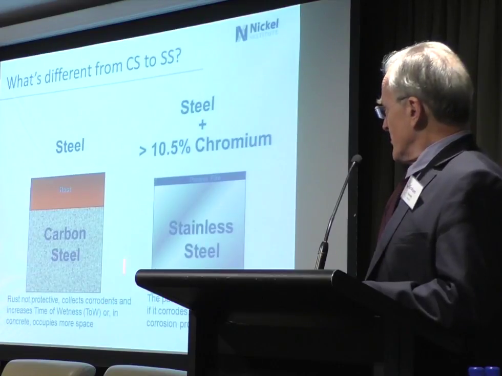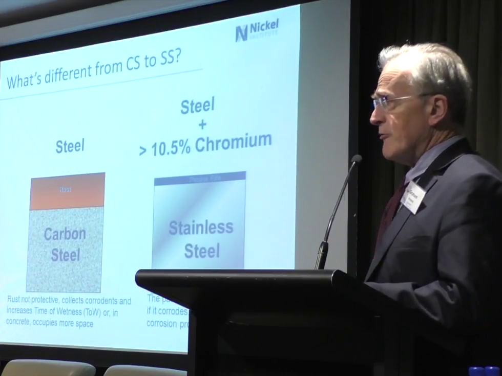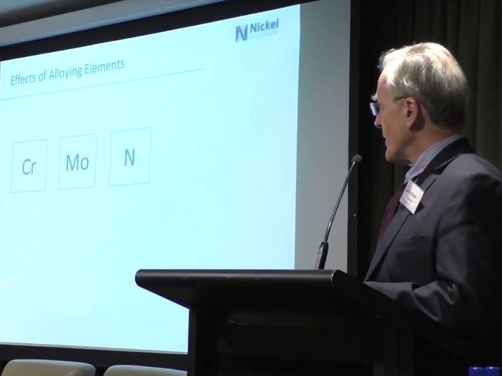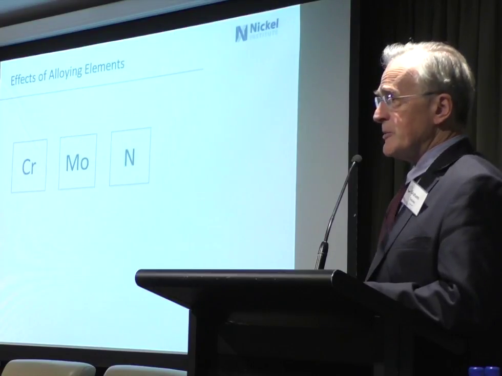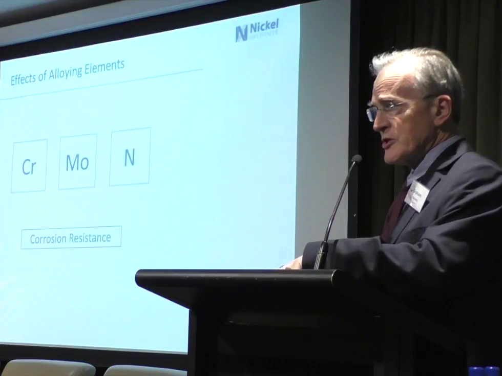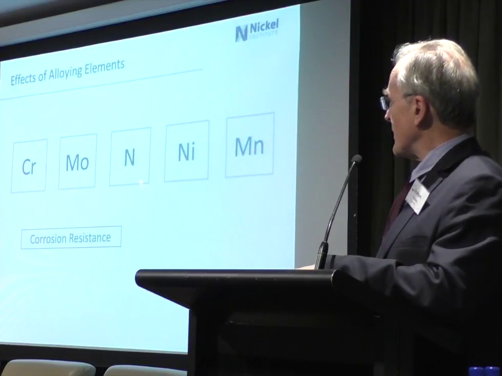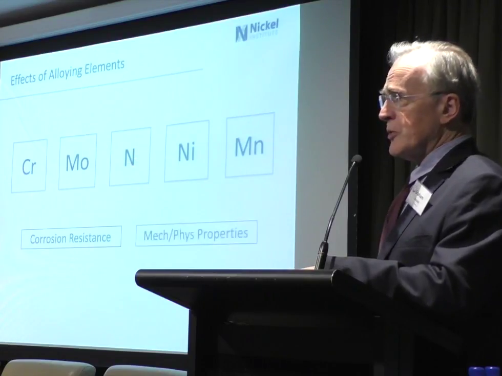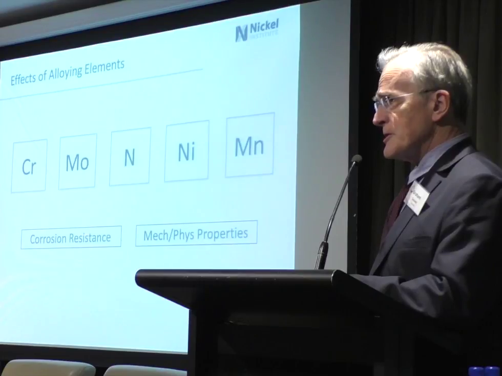That is the corrosion mechanism, sorry, the protection mechanism that you have for all stainless steels. So, there's chromium there, there may also be molybdenum there, and there's also going to be some nitrogen there. All of those will give you better corrosion resistance. The other things that are in there, the nickel, the manganese, oh, we've got the nitrogen already, what they do is just change the mechanical and physical properties.